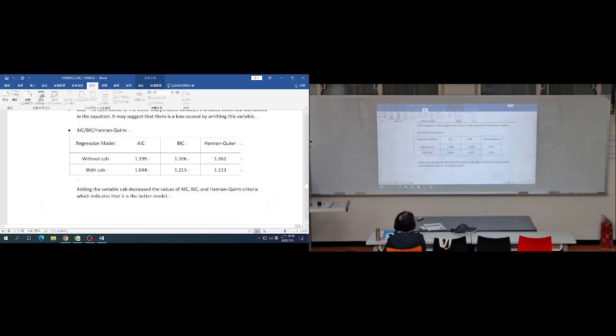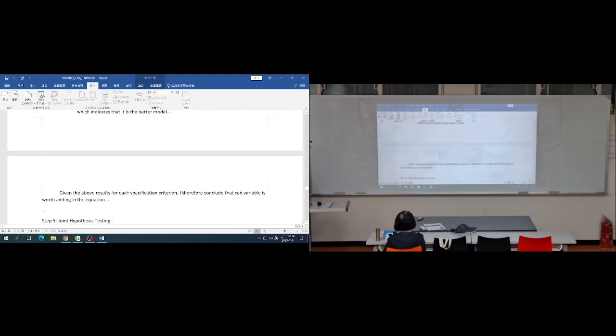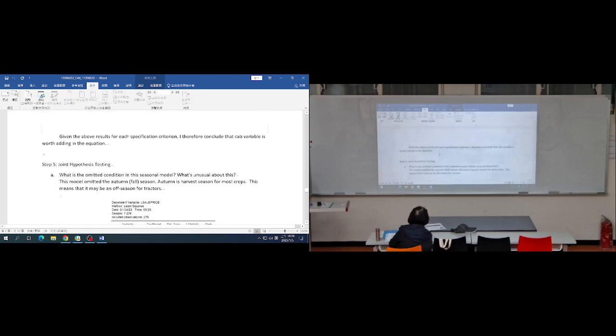Then for the AIC, BIC, and Hannan-Quinn values, we could see that there is a lower value for the model with cab. So we can say that it is a better model.